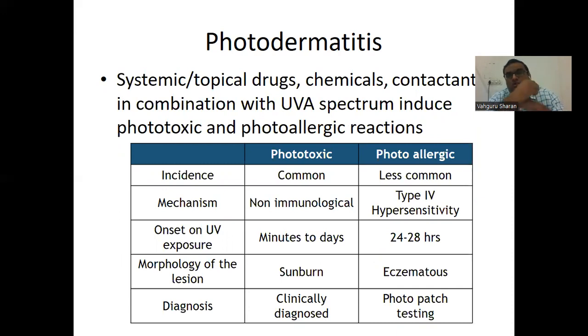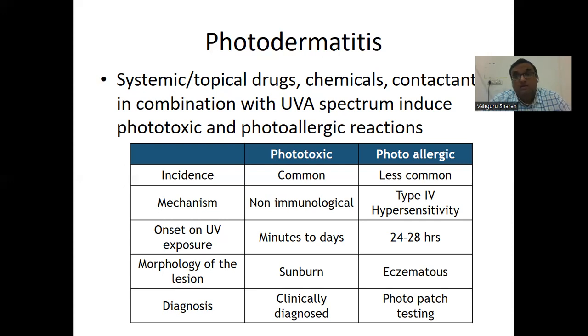What is the difference between phototoxic and photoallergic reactions? Phototoxic reactions are quite common, photoallergic reactions are less common. Phototoxic reactions, as in irritant contact dermatitis, are non-immunological; photoallergic is type 4 hypersensitivity. In phototoxic reactions, the response is fast. The response is slow or delayed in photoallergic reactions on exposure to UV light.